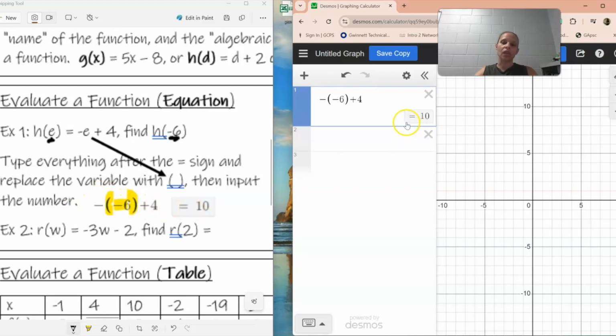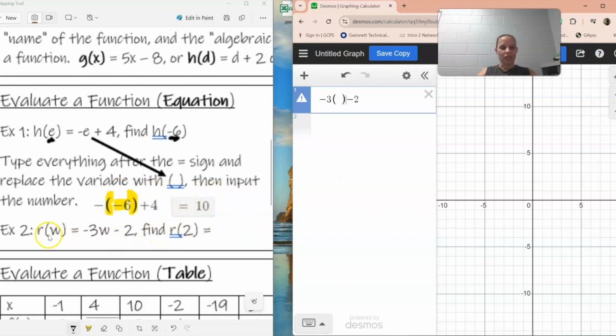All right, so we're going to use the calculator to do it, and you're just going to read the instructions and follow the prompts. All right, so go ahead and see if you can do this one real quick with the calculator. All right, so what you should have done is copied everything after the equal sign, so 3w minus 2, and then it said replace the variable with parentheses. So here's the variable, replace it with parentheses. I'm done. Then input the number.